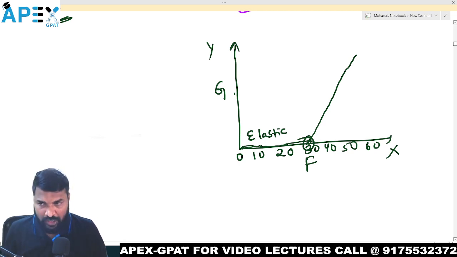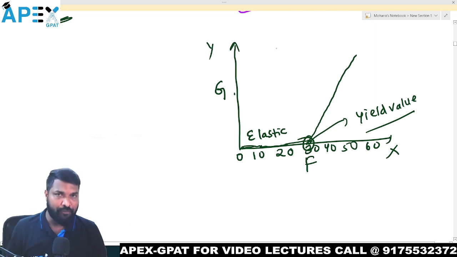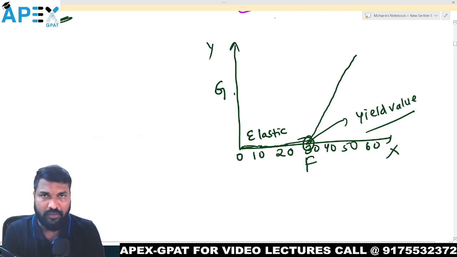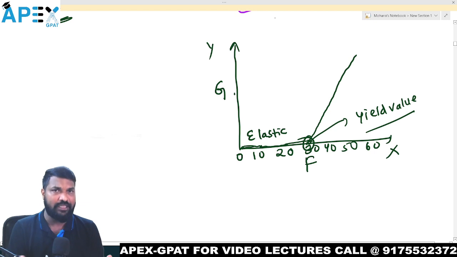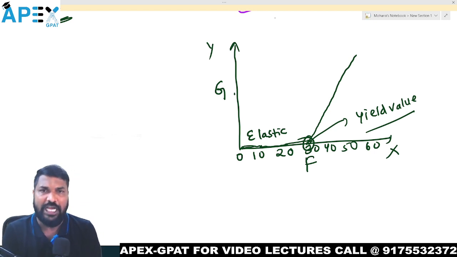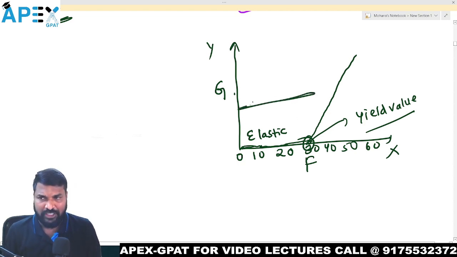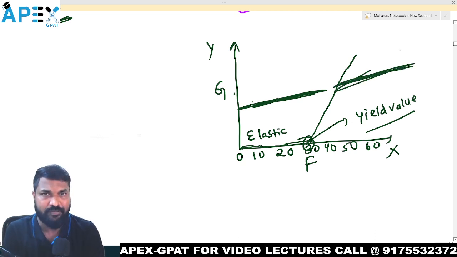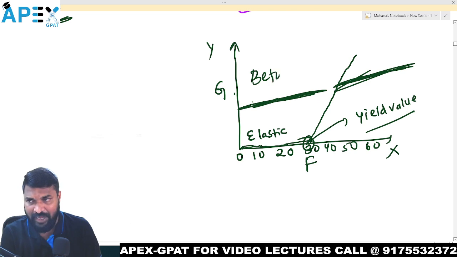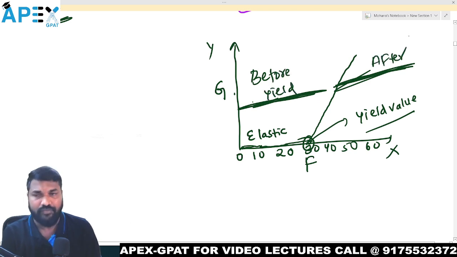Okay. Now, this 30 Newton, we call it the yield value. What is the yield value here? The force required to break the bond between the two particles. That we call the yield value. This portion is before the yield value, and this portion is after the yield value.